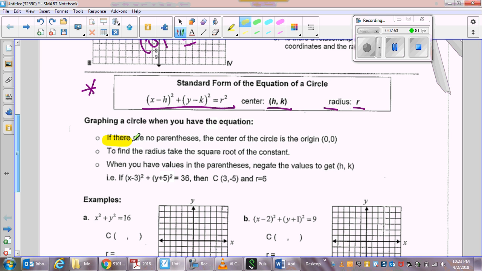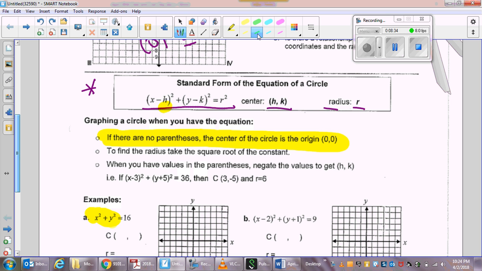There are no parentheses when the center is at the origin. So when I write the equation, I don't need to use parentheses. It will look something like this. When it says x squared plus y squared equals 16, that means the origin is at 0, 0. Because if I put 0 at the h, x minus 0 is just x, right? y minus k, minus 0, is just going to be y. That's why if there are no parentheses, the center is the origin, 0.